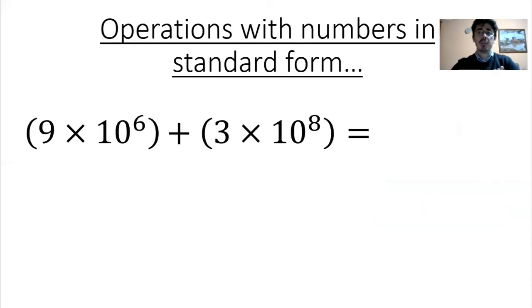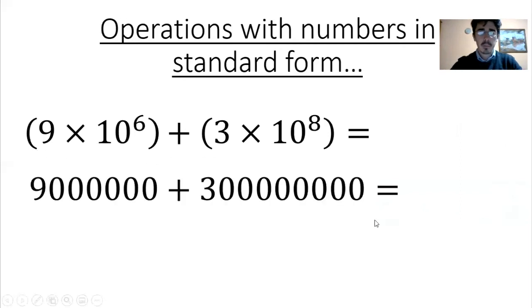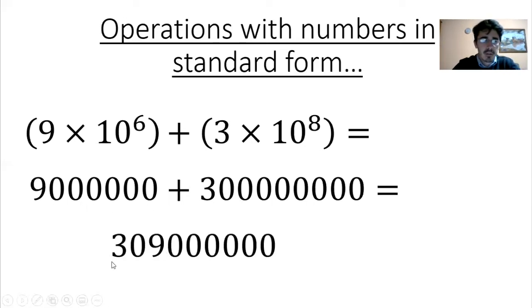Let's move to addition, and it's the same as subtraction, so I'm going to do just this one. To add two numbers in standard form, we have to transform them first into the regular form. So let's transform this number and this number. If you don't remember how to do this, check the last video, okay? This number is this one in regular form, and this one is this one here. So we add these two numbers, and the answer is 309 millions.